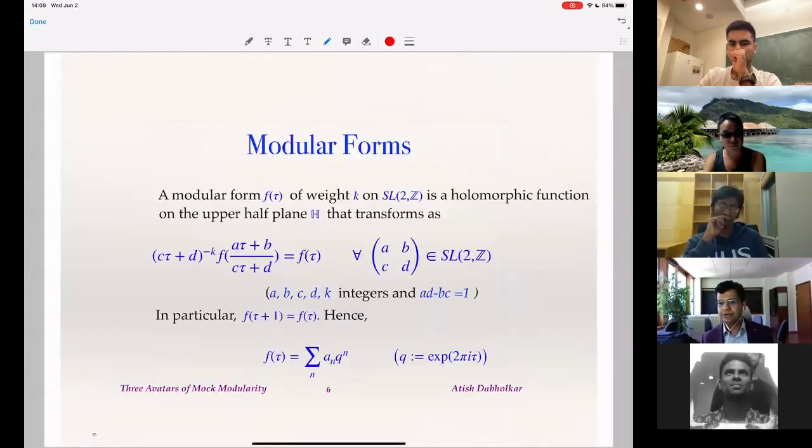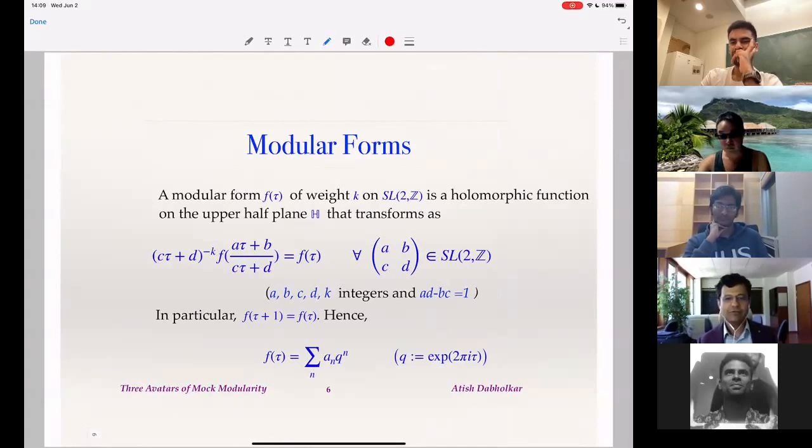So before going into mock modularity, let me just very briefly remind you of modularity, because not everybody in this generation of physicists and string theorists who start with holography may be trained in worldsheet methods. So modular forms, and we will use these definitions later.